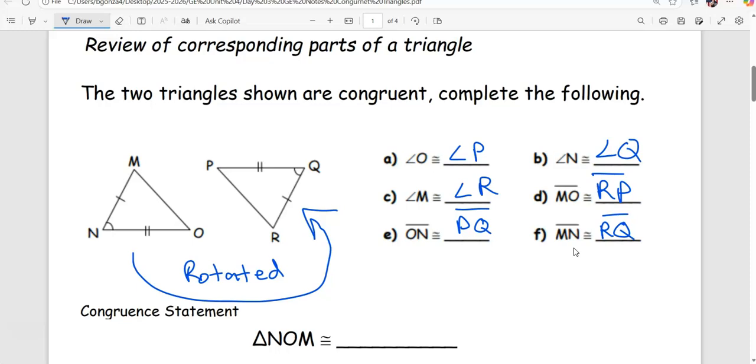Now, can you tell me what is the whole congruent statement? N to O to M matches what three letters in order? What do y'all think? NOM, QPR is correct. It's been rotated, QPR. Triangle QPR. If you got that, you can go to the next page here.